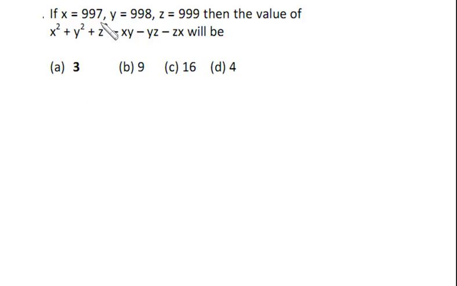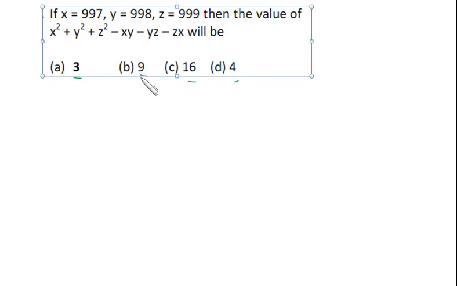Now this problem, x is equal to 997, y 998, z 999, then the value of this expression is, obviously there must be some formula to calculate this expression when we have very big values for x, y and z. Now there are two chances, either you are able to recall the formula or you are not able to recall the formula, right? But in both the cases the problem is not at all difficult, right? You see options 3, 9, 16 and 4, right? Now what you can do is you just calculate the unit digit of the expression and just match, because unit digit we have unique 3, 9, 6 and 4.